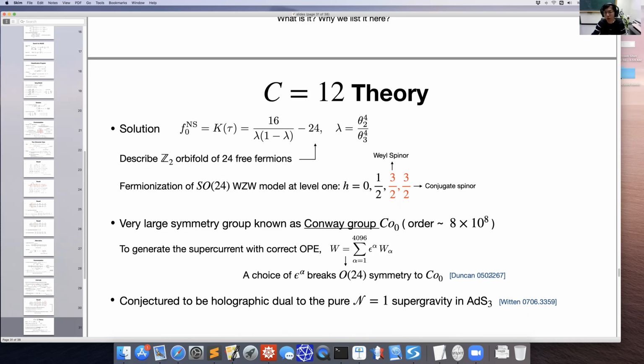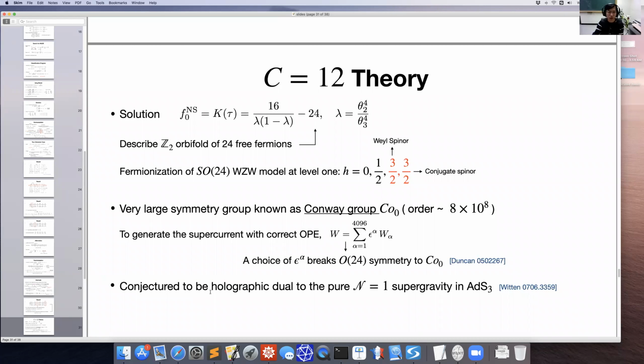This was shown rigorously by mathematicians in this paper. Another interesting fact is that this theory is conjectured to be holographically dual to pure N=1 supergravity in AdS3, as proposed by Witten. Maybe you're more familiar with his proposal that the Monster CFT is holographically dual to pure gravity in AdS3. In some sense, this is like the supersymmetric version of his proposal in this paper.